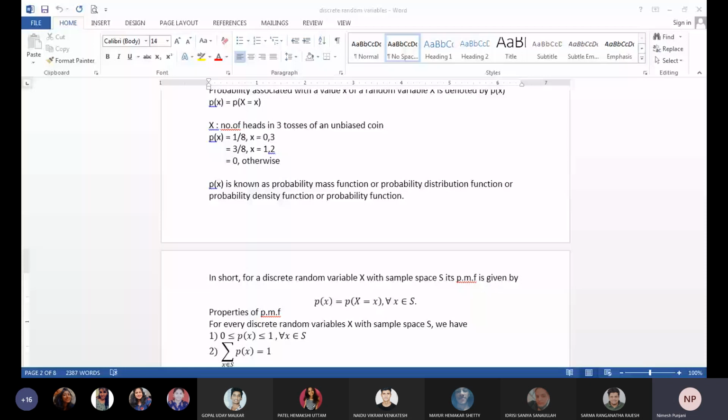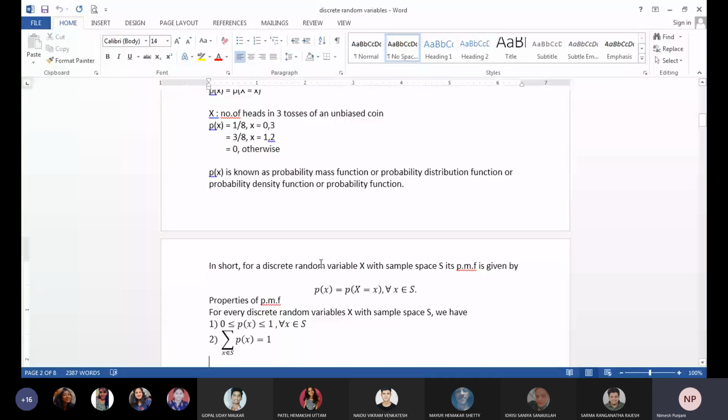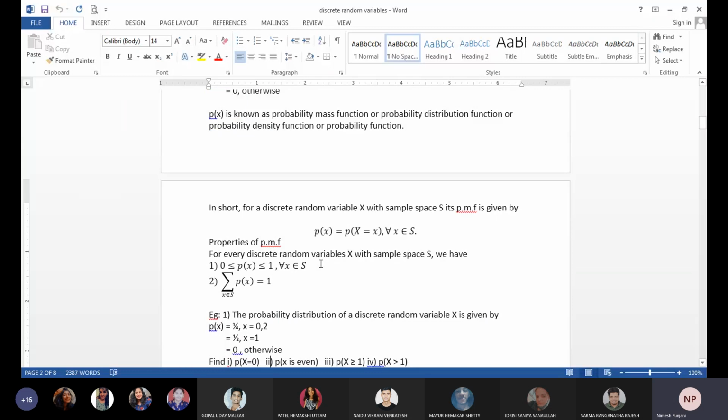So last time we were discussing the probability mass function, which is denoted by P of x, which is nothing but the probability of capital X equal to x. What are the properties of your probability mass function? P of x lies between 0 and 1 for all x in the sample space. Summation of P of x is equal to 1. These are the two important properties for your probability mass function.